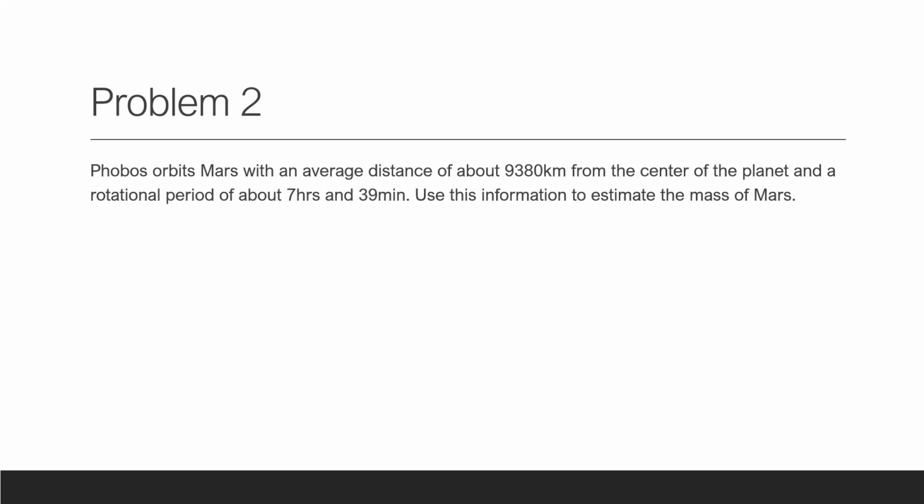Next we have our second problem, which is a pretty common problem for two objects in 2D orbital motion. Phobos orbits Mars with an average distance of about 9,380 kilometers from the center of the planet and an orbital period of about 7 hours and 39 minutes. Use this information to estimate the mass of Mars.